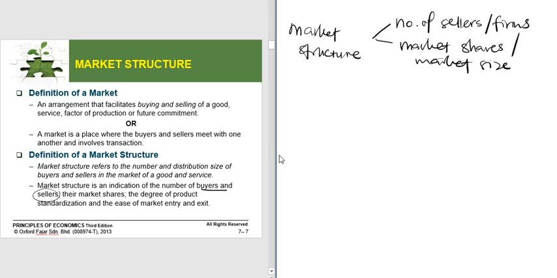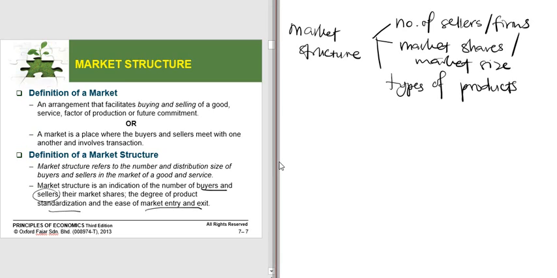Usually if you have too many sellers in one particular market, your market share will be smaller. But if there are only a few firms in that market, usually your market share will be bigger because there is not much competition in the market. That is what we mean by market share. The degree of product standardization, or types of product, is whether the firms in the market are selling the same type of products or different types of products. And then the ease of market entry and exit.